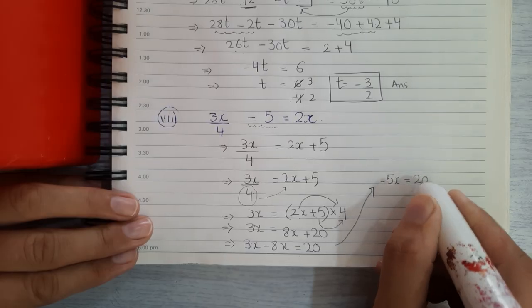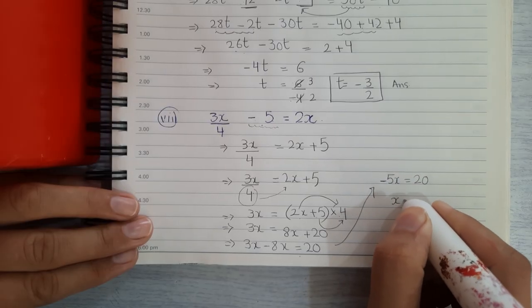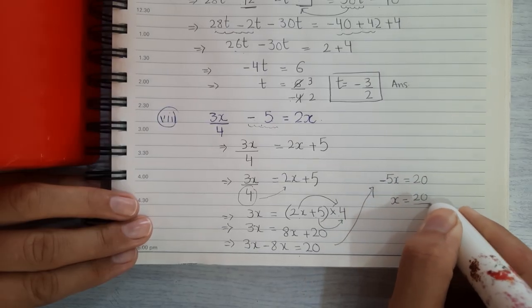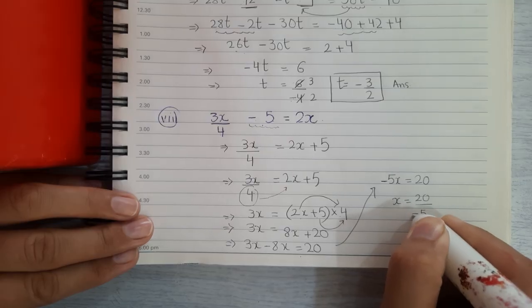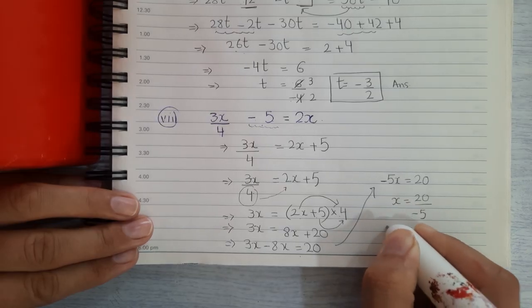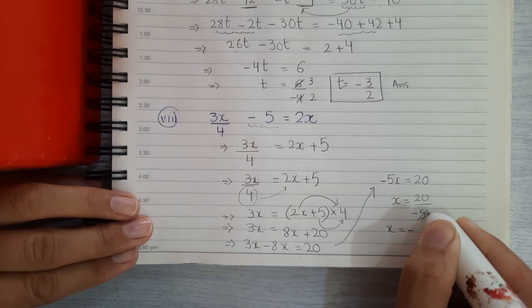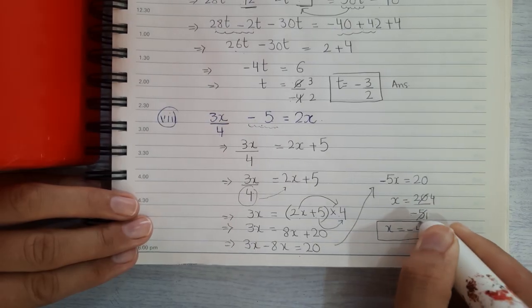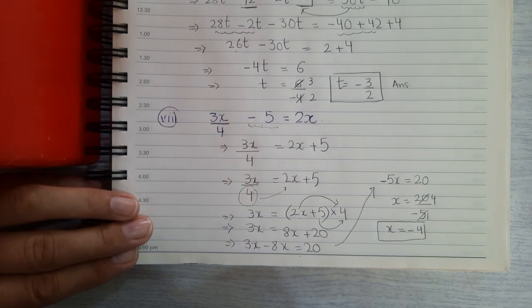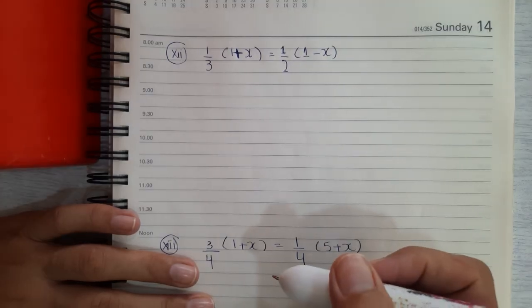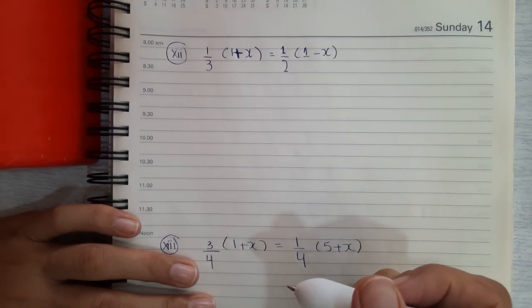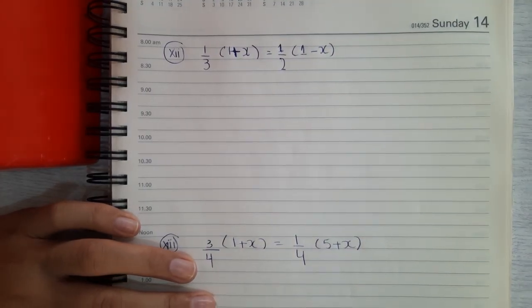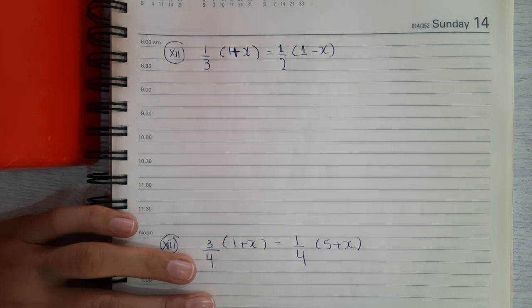Now you need the value of x, so x will be equal to 20 divided by minus 5. Minus plus is minus. Now x will be equal to 5 ones are 5, 5 fours are 20, minus 4. That's how you do it, right? Okay, now I have skipped 3 questions because these are not included in our syllabus, but if you want me to solve those as well, you can comment below.